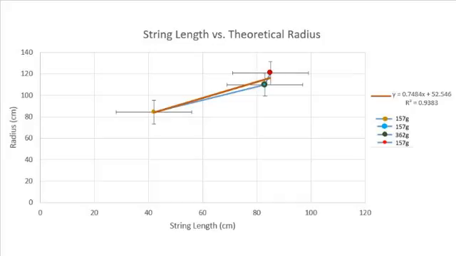Some things we can do in the future are using different motor speeds to change the velocities of the pig and then see how that affects the radius.